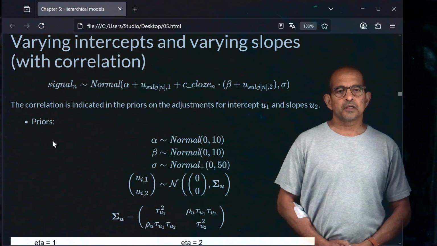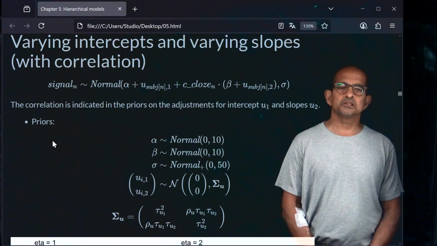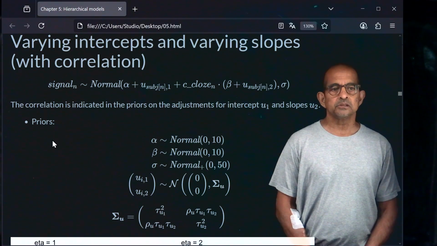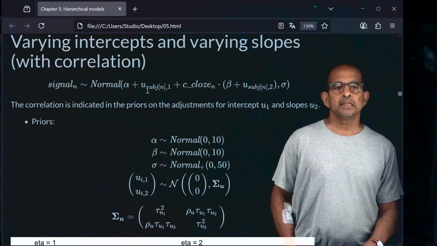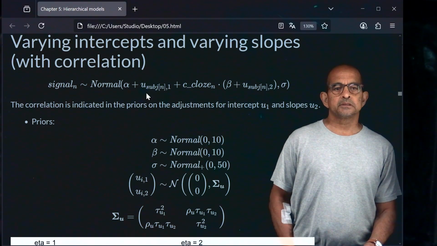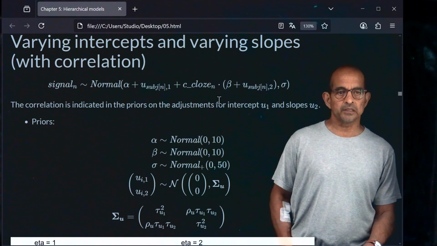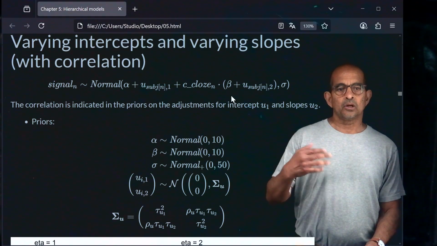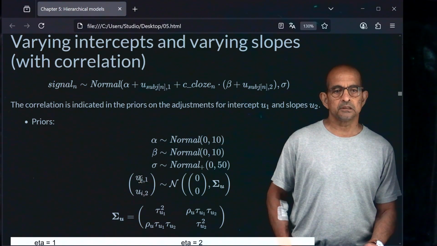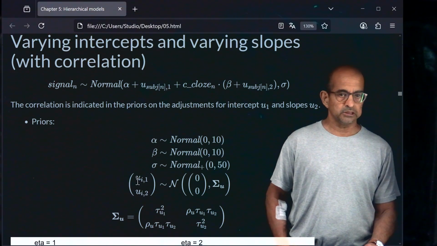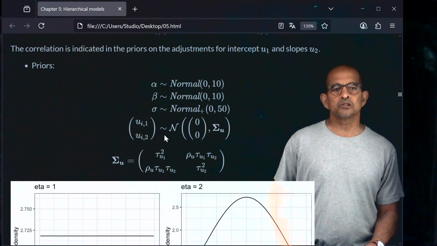The next type of hierarchical model I want to talk about now is the varying intercepts and varying slopes model with correlation. So what changes now is that we are going to assume not only that subjects' intercepts and slopes vary about the grand mean alpha and beta parameters, but also that the intercept and slope adjustments are potentially correlated with each other, right? So this is a bivariate distribution now of intercept and slope adjustments.